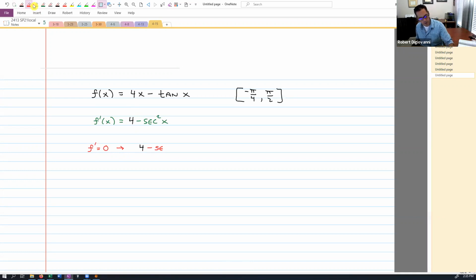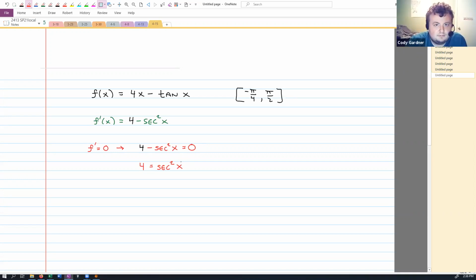Okay, so we want to do 4 minus secant squared x equals 0. Now, this is the first time we've had a trig function that we have to solve for x, but we all took pre-cal. We all passed pre-cal. And one of the things you want to do in pre-cal is be able to solve a trigonometric equation. So I moved the secant squared to the other side to make it positive. It would be -4, wouldn't it? I left the 4 on the left. I moved the negative secant squared to the right. Oh, okay.